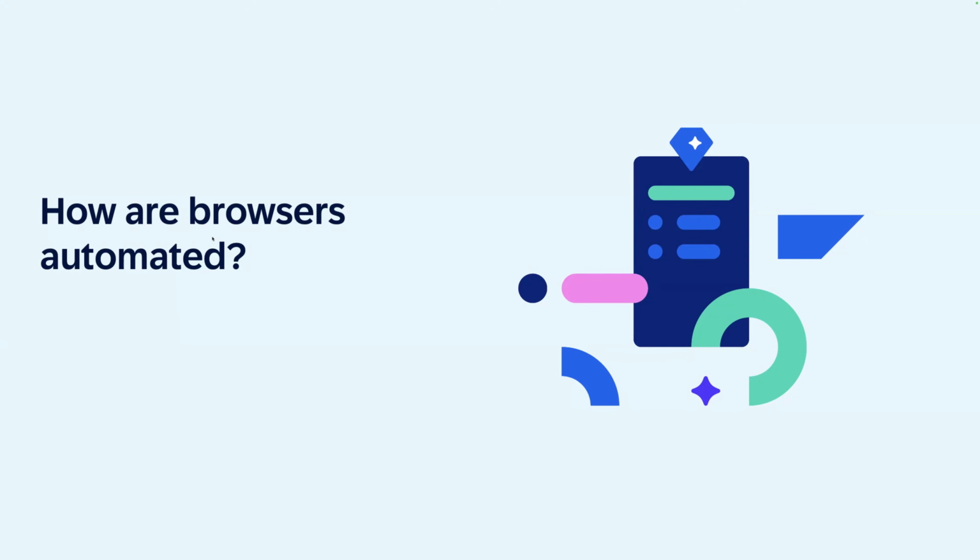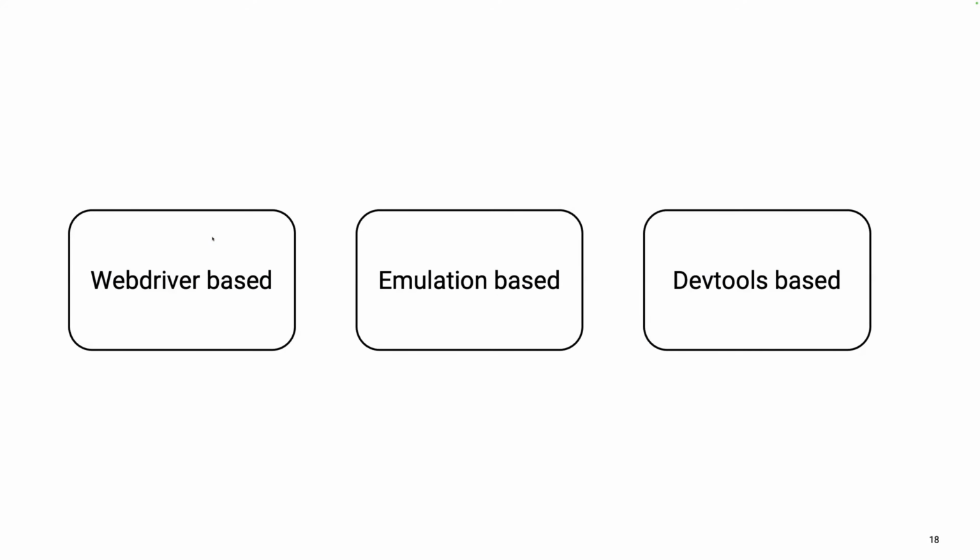So how are browsers automated today? There are three major ways. The first one is the WebDriver-based way, or the WebDriver-based protocol. Then there's an emulation-based way, so that the browser is emulated. And then there's the DevTools-based way. DevTools we may all know from the Chromium browser. So with the DevTools protocol, you can also only automate Chromium-like browsers like Chrome and also the new Edge.